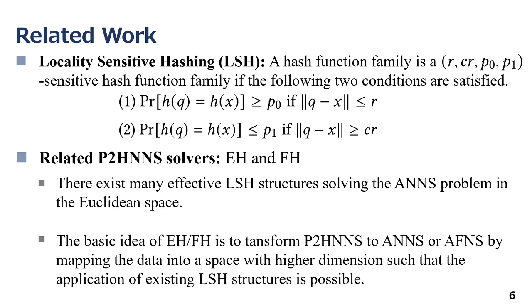Currently, there exist some LSH-based methods which can solve the P2HNS problem, such as NH and FH. Their basic idea is to map the data into a Euclidean space with higher dimension and transform P2HNS to ANS or AFNS in the new space. Then we can use existing LSH structures to solve the problem.